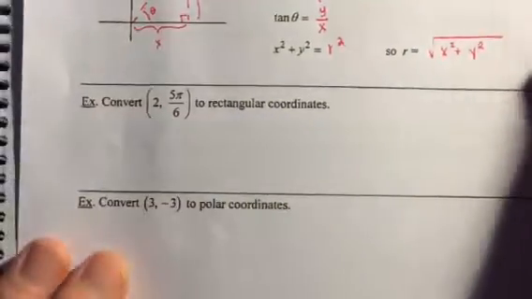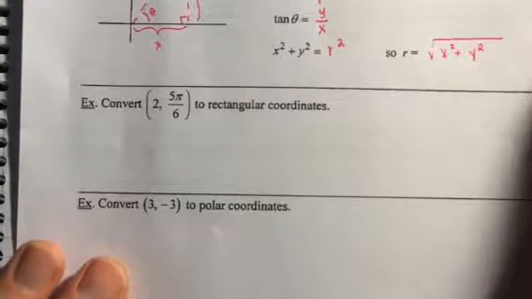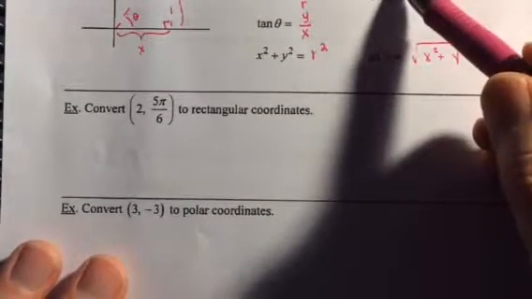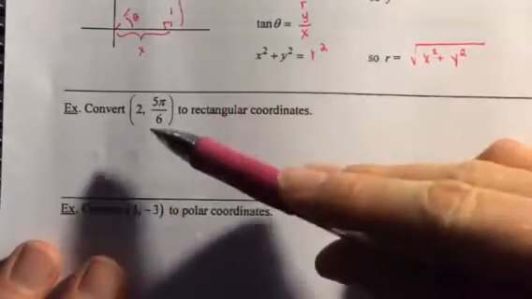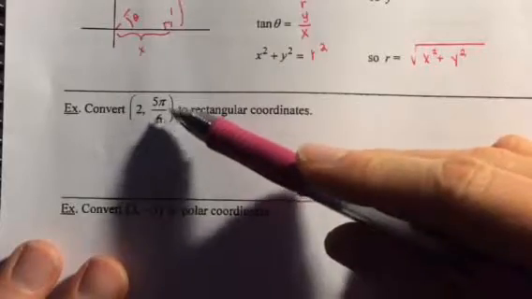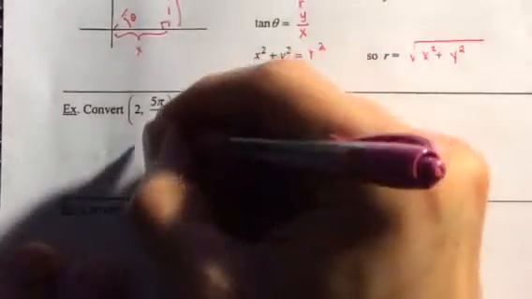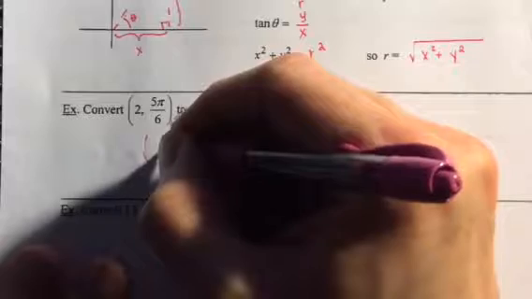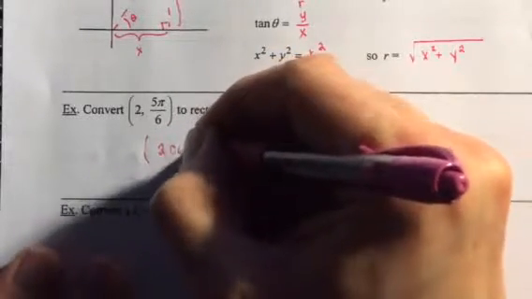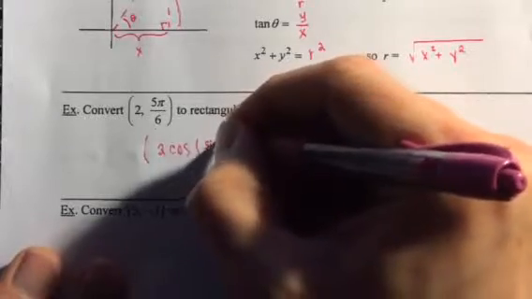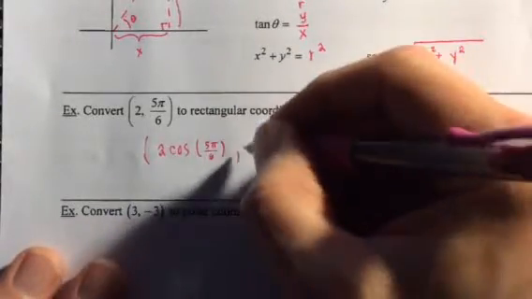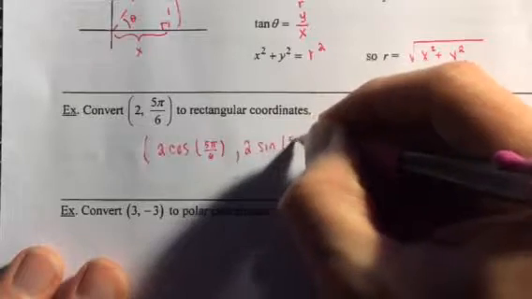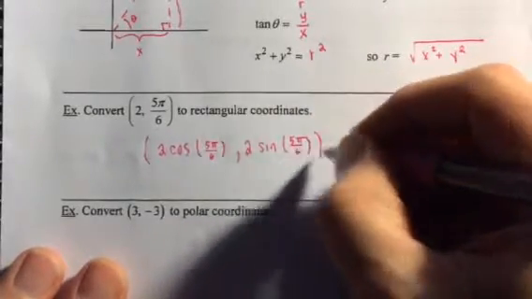If we want to convert 2 comma 5 pi over 6 to rectangular, we need to remember that this is a radius and this is our angle. So our x is going to be our radius times the cosine of our angle. So this would be 2 times the cosine of 5 pi over 6. And then y would be 2 times the sine of 5 pi over 6. And then we can further simplify that.